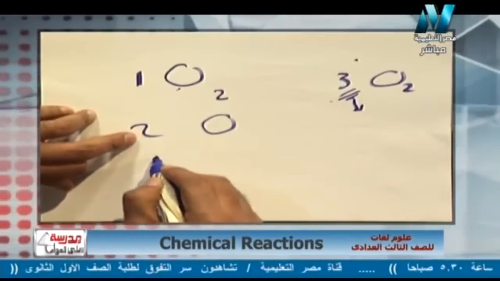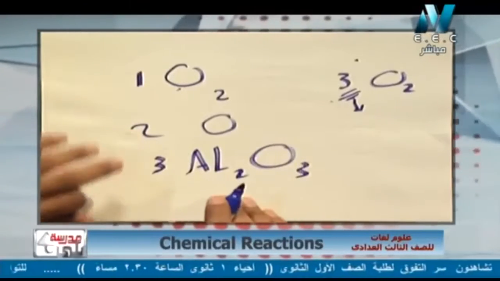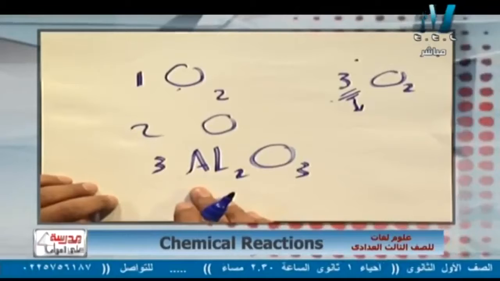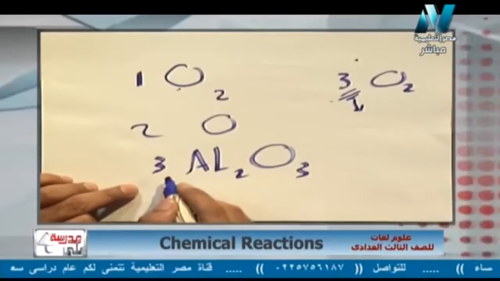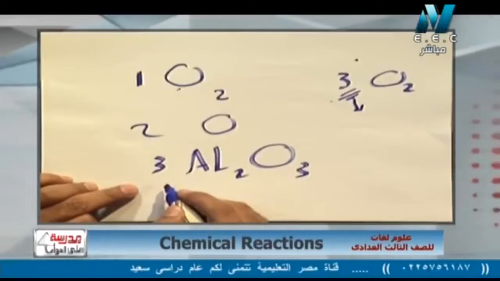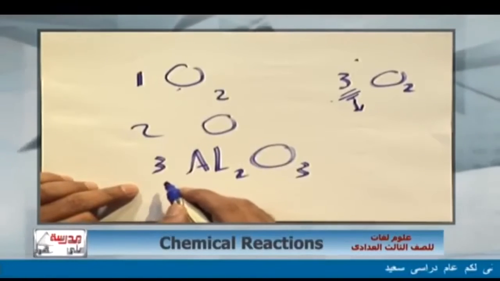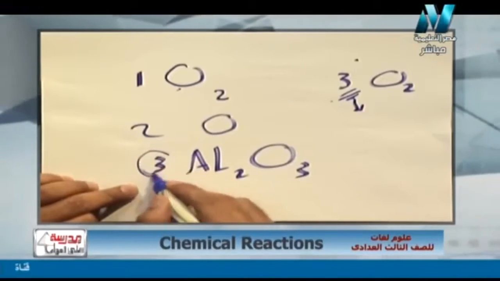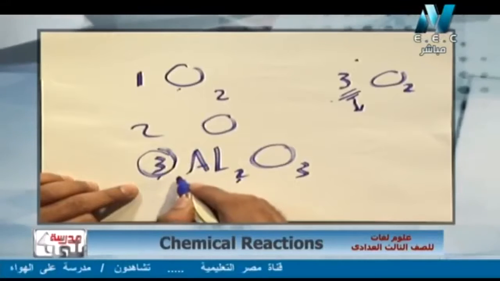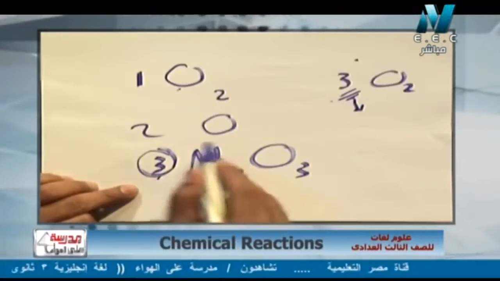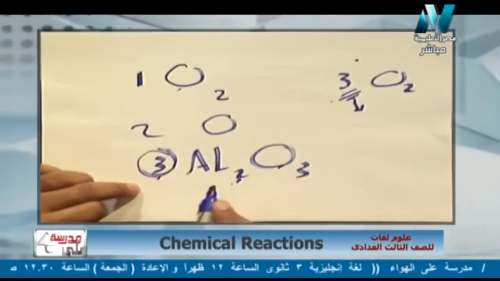So if I say 3Al2O3, how many atoms of aluminium are in this compound? We have 6 atoms of aluminium, and at the same time 3 times 3 equals 9 atoms of oxygen. So we can know that by multiplication: the number of molecules, 3, by the number of atoms in this molecule. So 3 by 2 equals 6 atoms, and 3 by 3 equals 9 oxygen atoms.